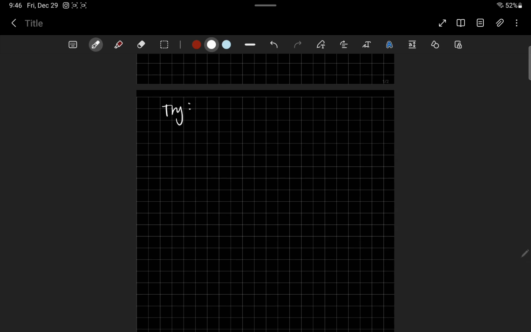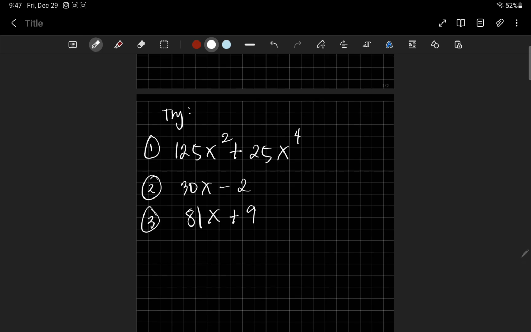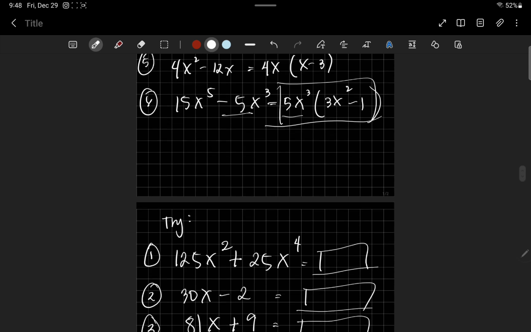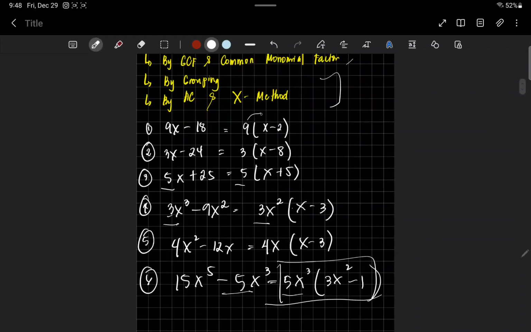Even if it is not recorded, you may do so. So, at least matest nyo yung sarili nyo kung naintindihan nyo ba talaga siya. Okay, you may try these 3. Number 1, 125x squared plus 25x raised to 4. Kunin yung factored form. 30x minus 2 and 81x plus 9. Okay, pacheck nyo na lang sa akin yung sagot nyo kung tama or hindi. Or you may just check your own answer by getting the product of each factored form.